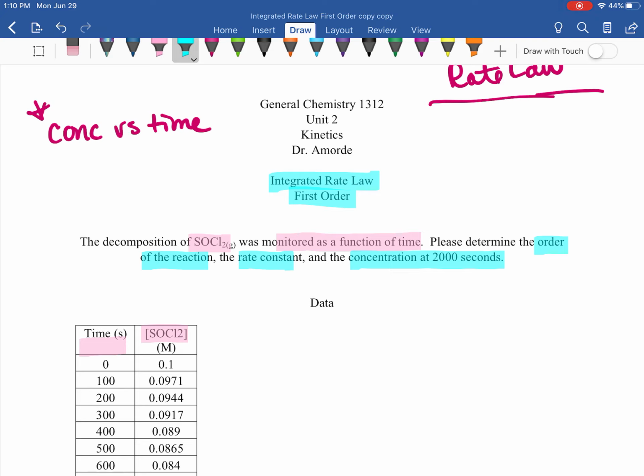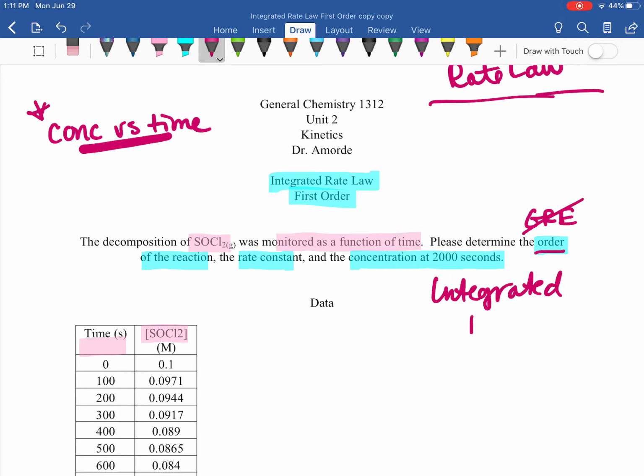And so how do we figure out what we're even doing? How are we going to get the order of the reaction, the rate constant, and a concentration? Well, right away, we never really got an order from a general rate expression. So we know that it's not that type of problem. And if we have concentration versus time, and we're solving for order, rate constant, and a concentration, that's what tells us this is the integrated rate law. There's only one way to do that.